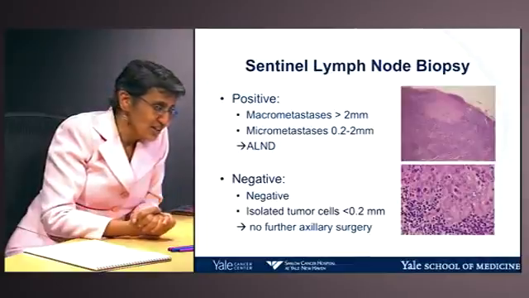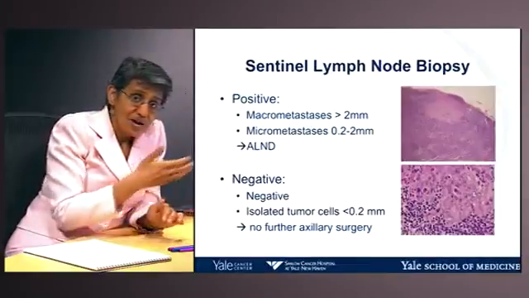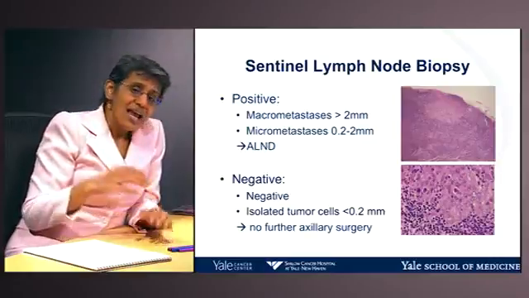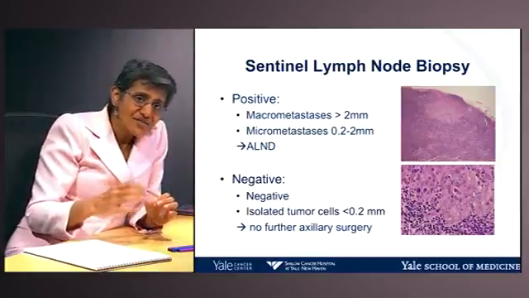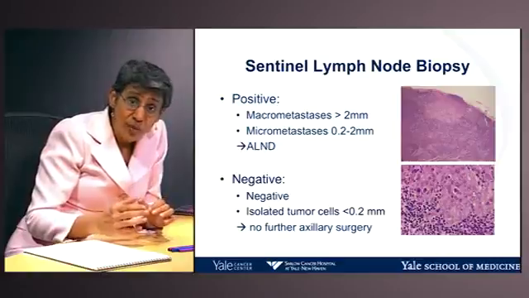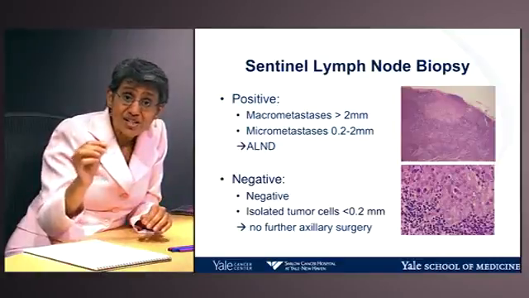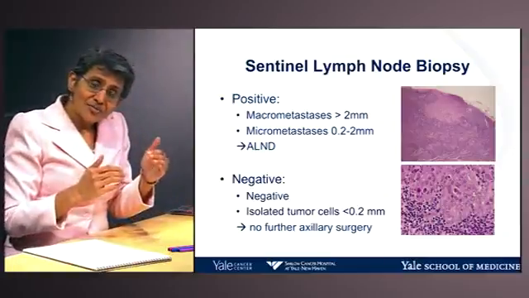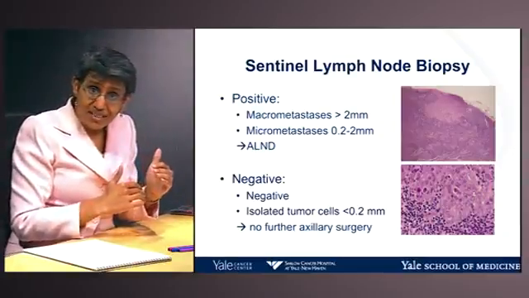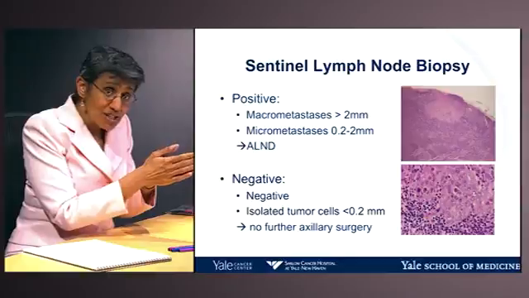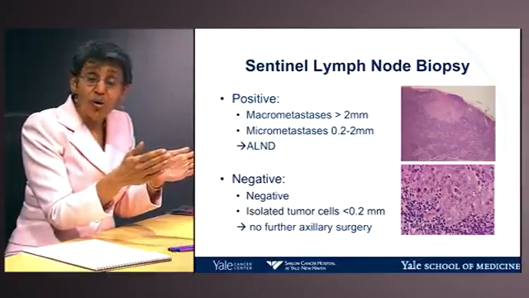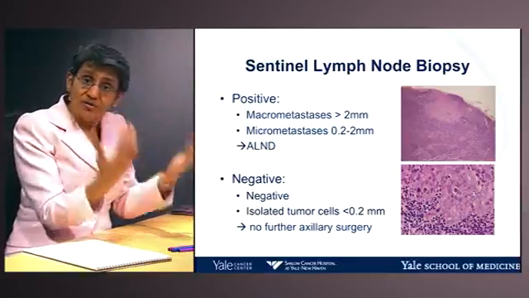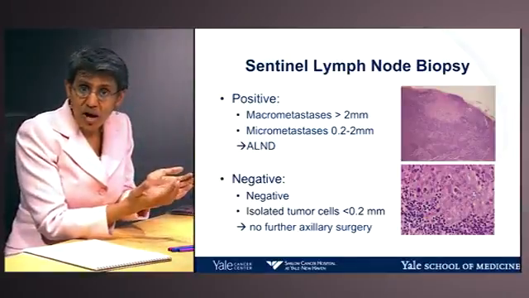So how does this work? We do a sentinel lymph node biopsy, and here are some pictures showing you what cancer looks like. And we define a positive sentinel lymph node as a tumor deposit that's more than 0.2 millimeters. That's pretty small. Now, there are things called micrometastases, which are 0.2 to 2 millimeters, or macrometastases that are more than 2 millimeters. All of those are considered lymph node positive.